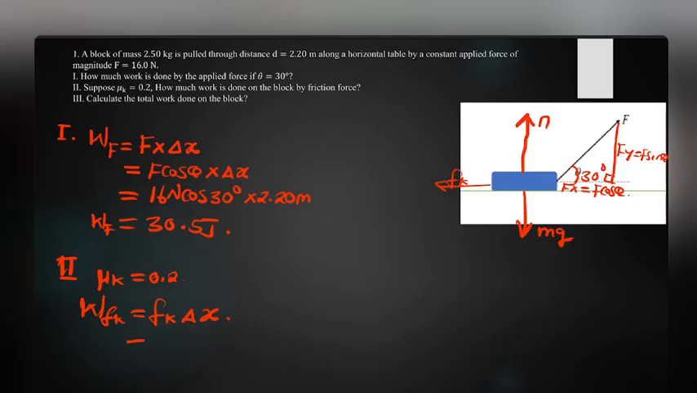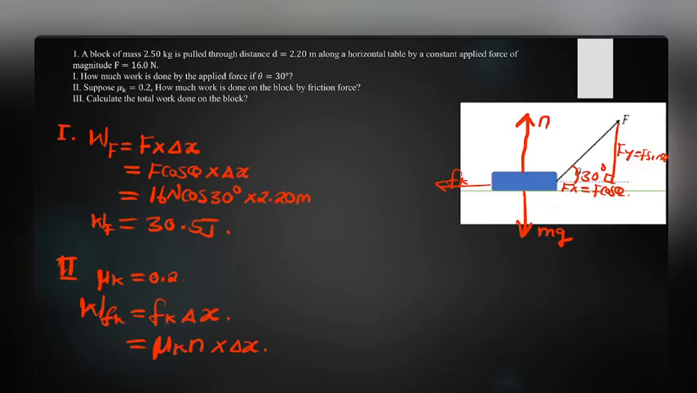The friction force is the coefficient of kinetic friction times the normal force. So we substitute Fk with the coefficient of kinetic friction times the normal force. Then we'll multiply this by the change in displacement. Here we know the value for the coefficient of kinetic friction, and also the change in displacement. So what we need here is the normal force.